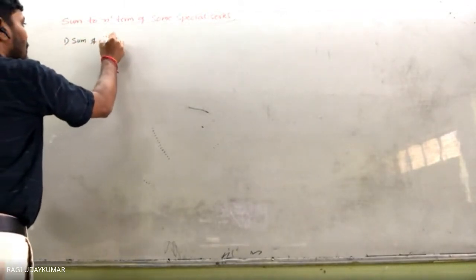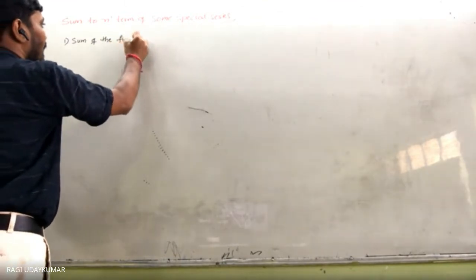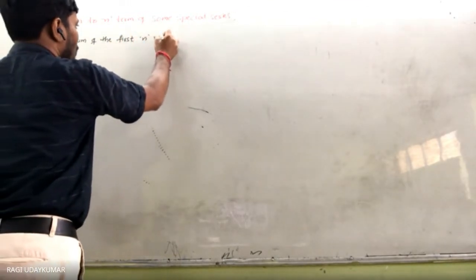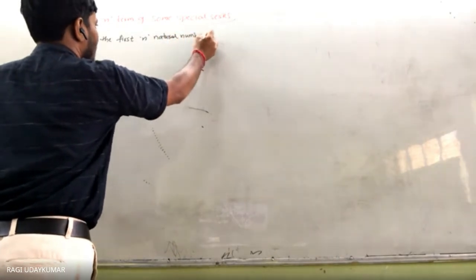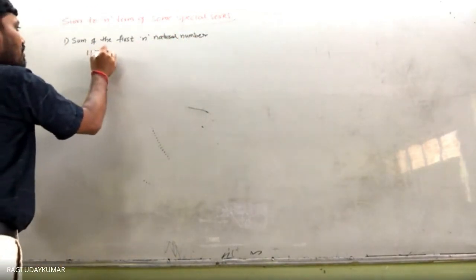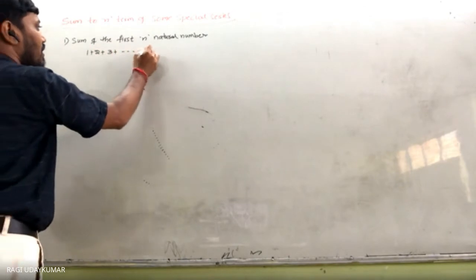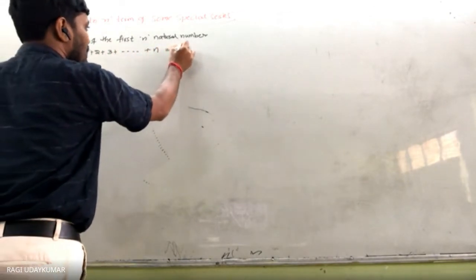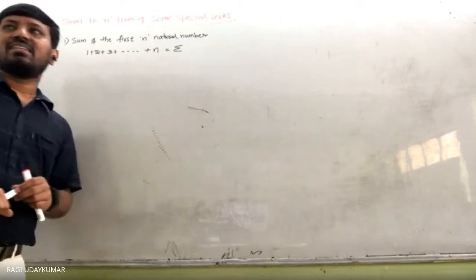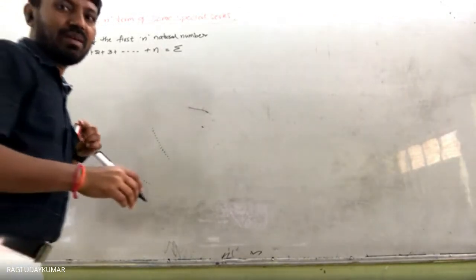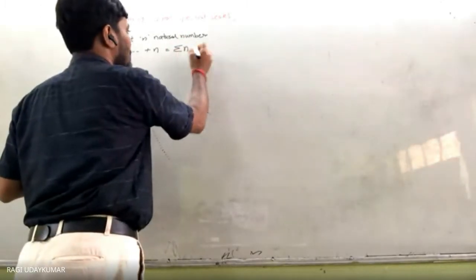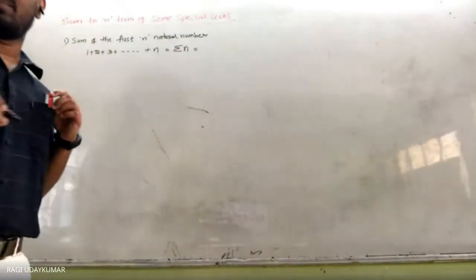So from that only we are going to get the sum of first n natural numbers. That is nothing but 1 plus 2 plus 3 plus and so on n. And this is usually represented by sigma n, which is equal to what do we get? Does anyone remember?